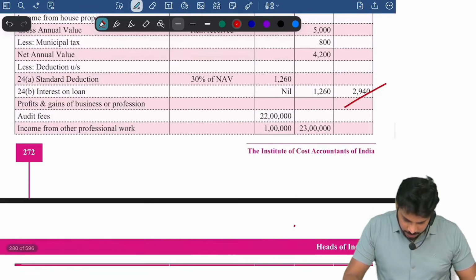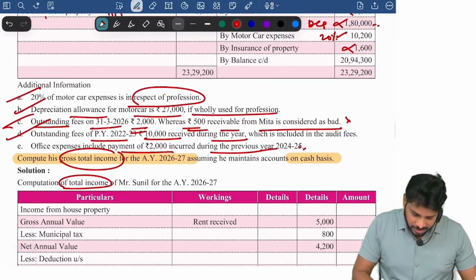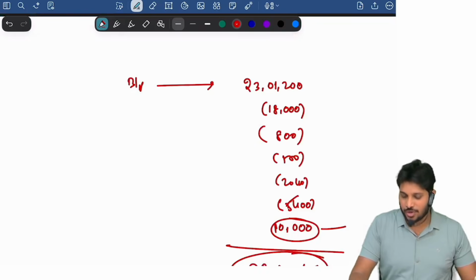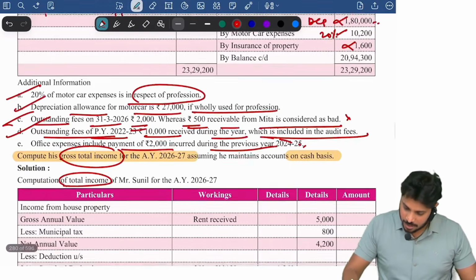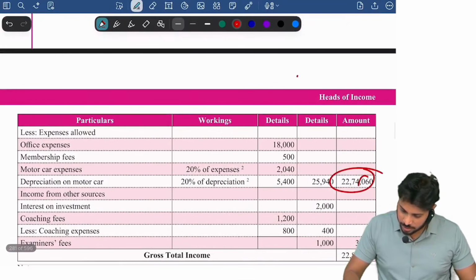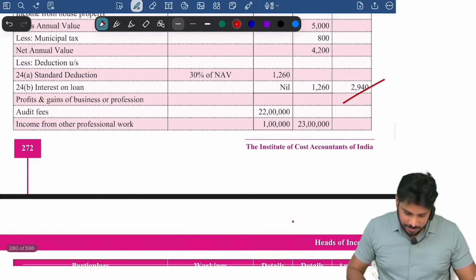Wait. Yeah, they mentioned. Fine. Outstanding fee, which is included, we should not add. Yeah. Correct. 74,460. Correct? But still, we are getting some difference of 400. No? I think here the totaling might be wrong.